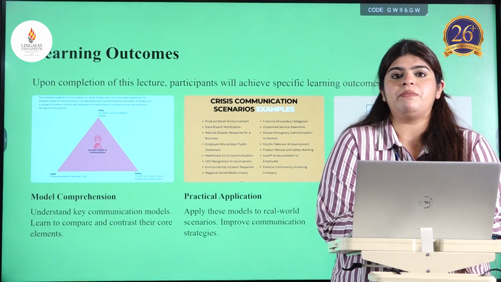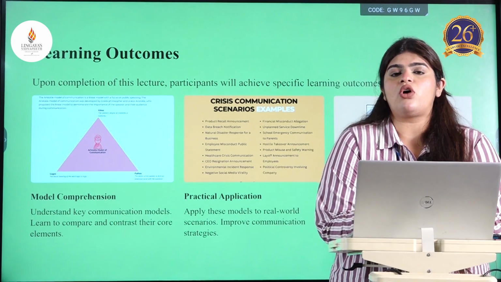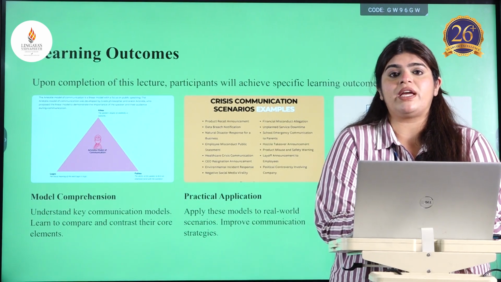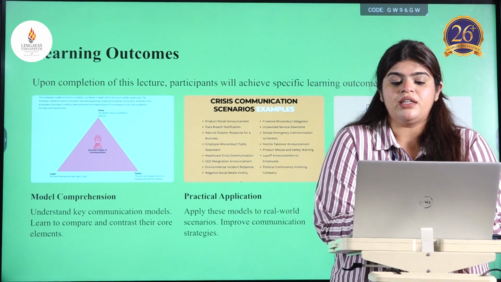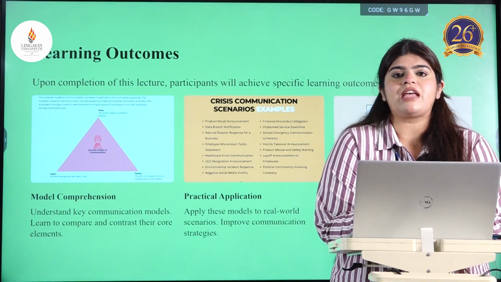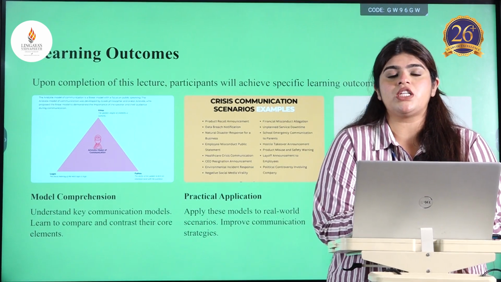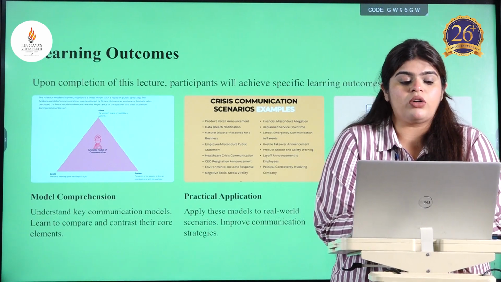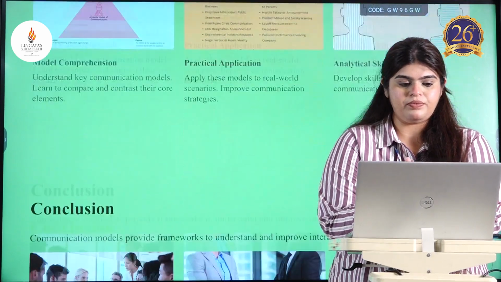Second, the practical applications. These models are not only based in books or notes, they can be used and are used in practical life as well, so that we can have a better and smooth conversation, a smooth communication process. Third, analytical skills. Analysis can be done of how beautifully a person is sharing the content and how effectively a person is receiving the content. So these were the 3 learning outcomes: model comprehension, practical application and analytical skills.